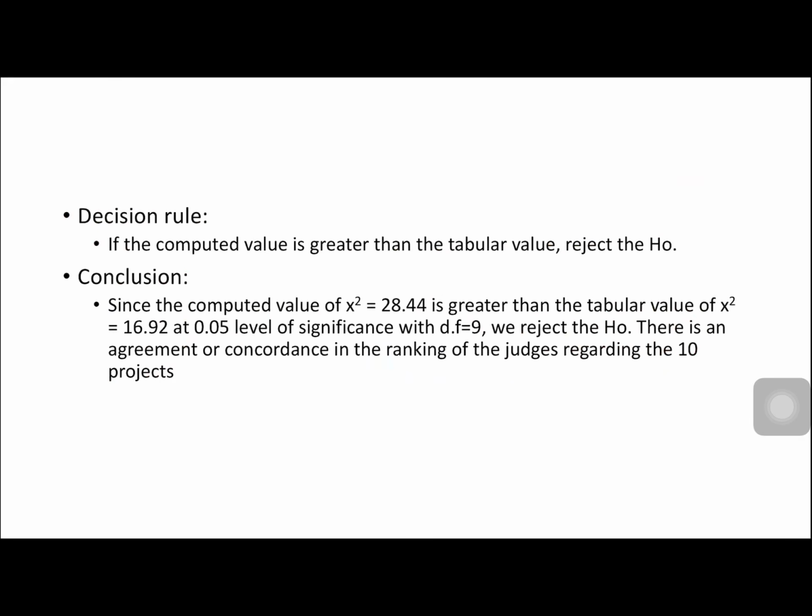Next is the decision rule. If the computed value is greater than the tabular value, reject the null hypothesis. For our conclusion, since the computed value of chi-square, which is 28.44, is greater than the tabular value of chi-square, which is 16.92 at 0.05 level of significance with 9 degrees of freedom, we reject the null hypothesis. That means that there is an agreement or concordance in the ranking of judges regarding the 10 projects.